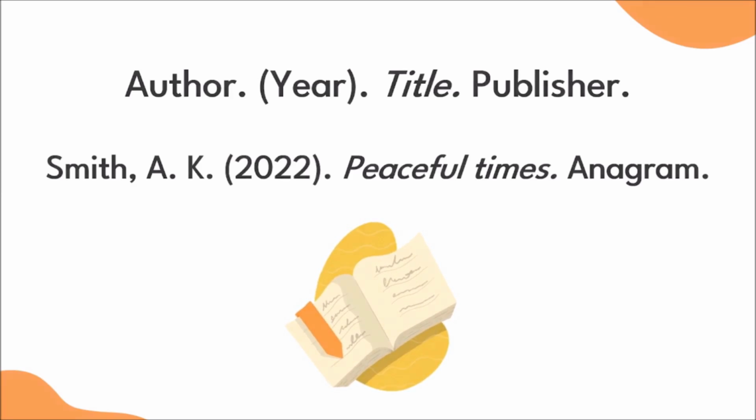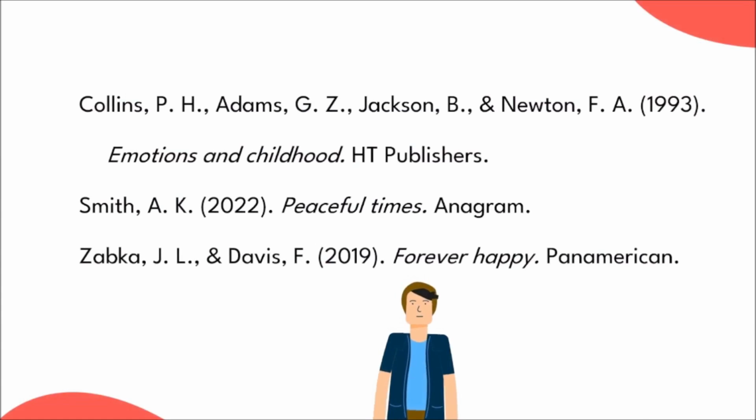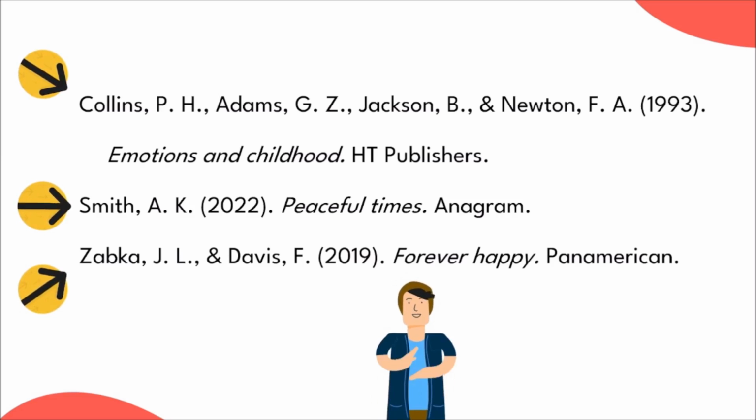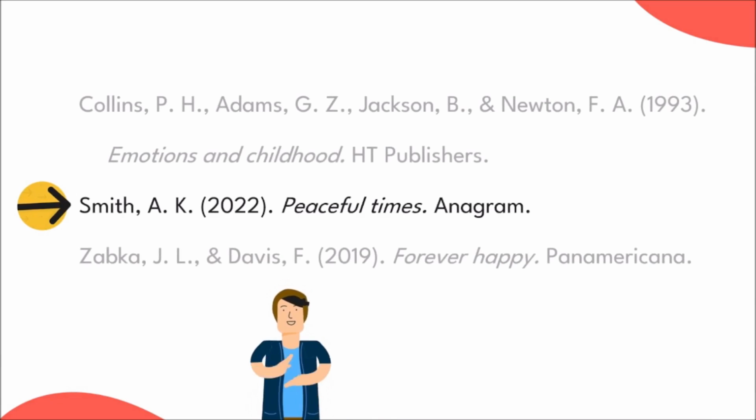Now let's look at a list of references. Note that all of them are organized by alphabetical order. They are not numbered. In this example, we have first the letter C, then the letter S, and finally the letter Z. This alphabetical order is according to the first letter of the last name of the author of each reference. Here in second place, we have the example that we saw a few moments ago, which was a book that only had one author.